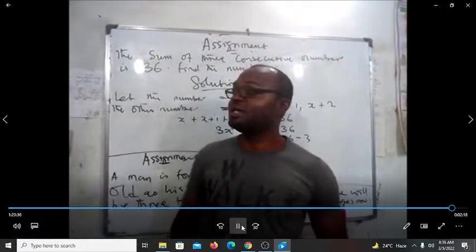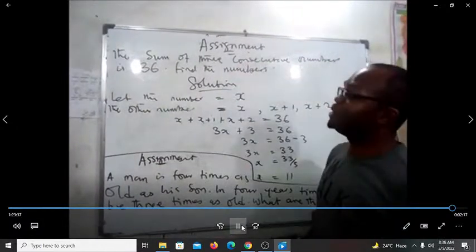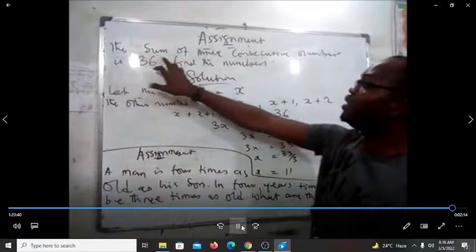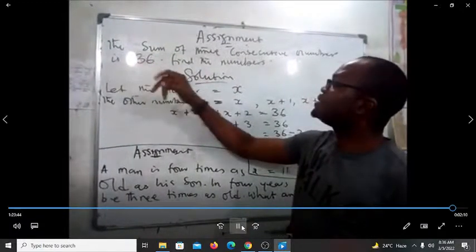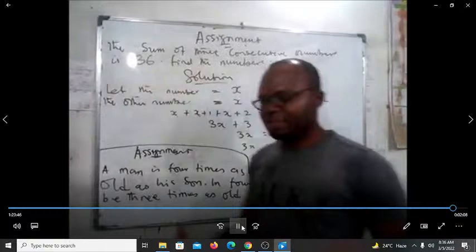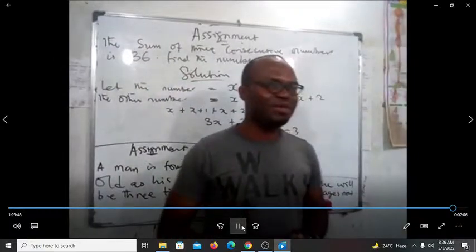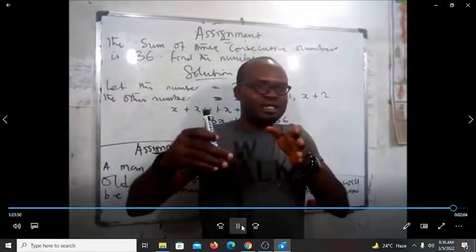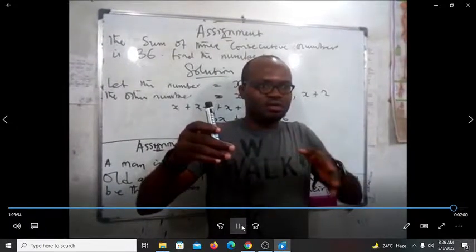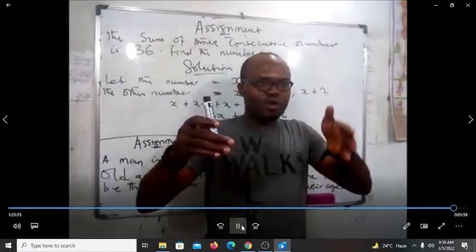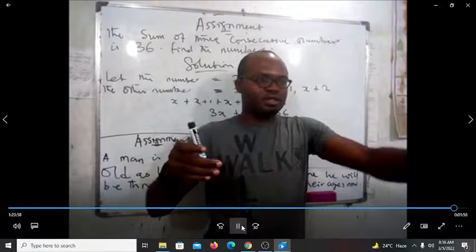Today we're going to be looking at a word problem sample, and it says the sum of three consecutive numbers is 36. Find the numbers. Sum of three consecutive numbers. Whenever we talk about consecutive numbers, what do we mean? Numbers that differ from each other with the addition of 1, is it not? Give me consecutive numbers that you know.